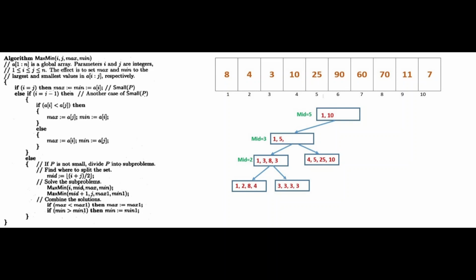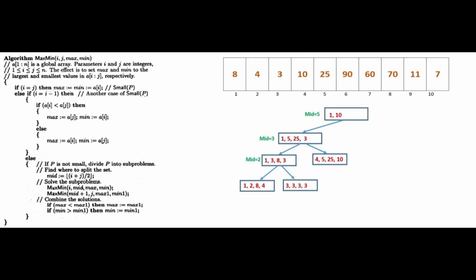So in that node, the values are i is equal to 1, j is equal to 5, mid is equal to 3, and the new values max equal to 25 and min is equal to 3. And the algorithm terminates. Okay, 1, 5, 25, 3.